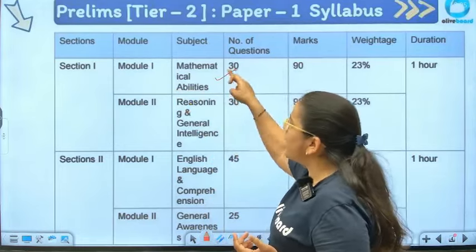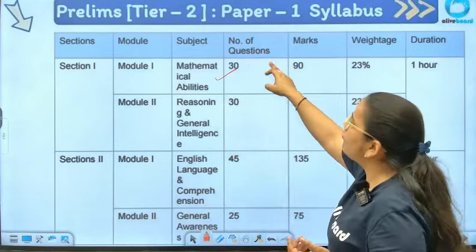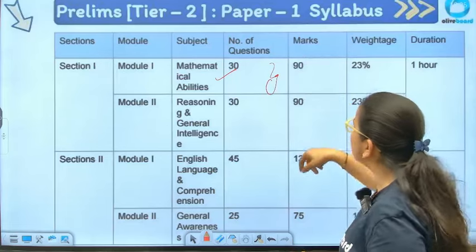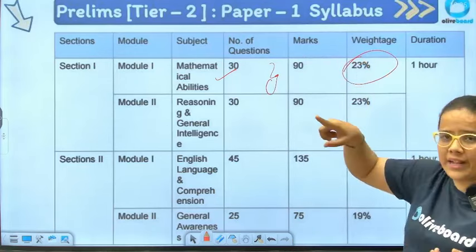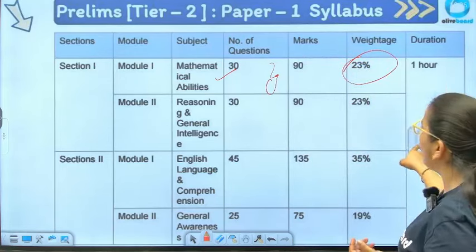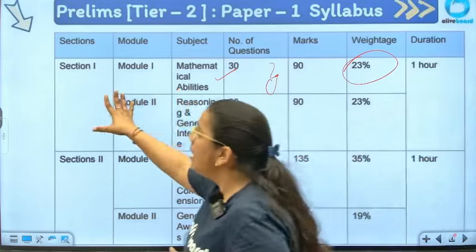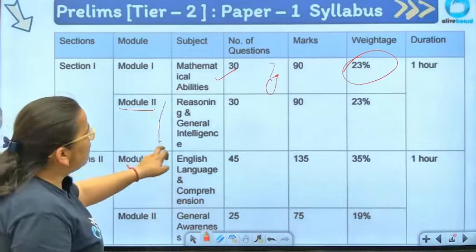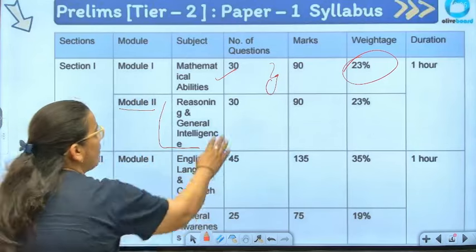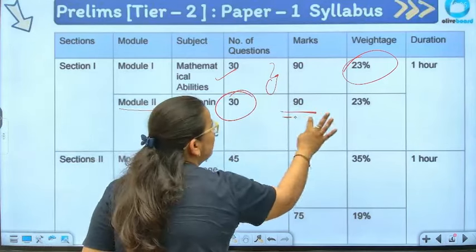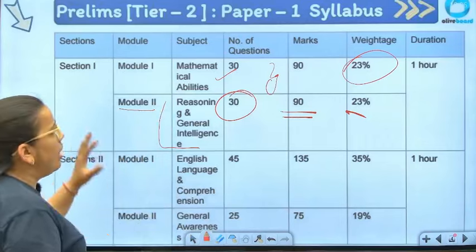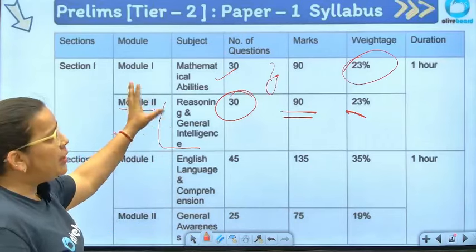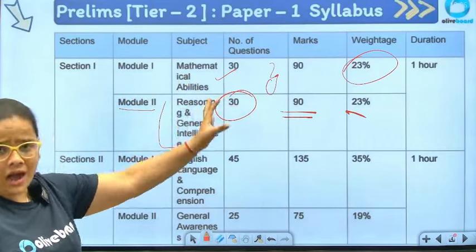Module 1 contains mathematics, number of questions 30, marks 90, weightage 23%, total time 1 hour. And in section 1, there's another module, the second, which covers the reasoning part. Total number of questions 30, marks 90, 23% again. So for mathematics and the reasoning part, you will receive 1 hour, right?